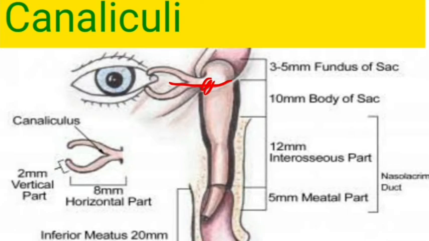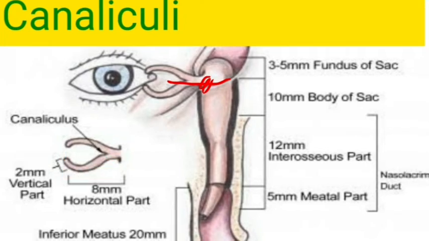It carries importance when you are doing lacrimal syringing, because when you are passing the needle, the first 2 millimeters of the needle should enter vertically, then it should bend horizontally. But if you try to push the needle from the punctum horizontally, you may injure the canaliculi and you may end up creating a false passage.